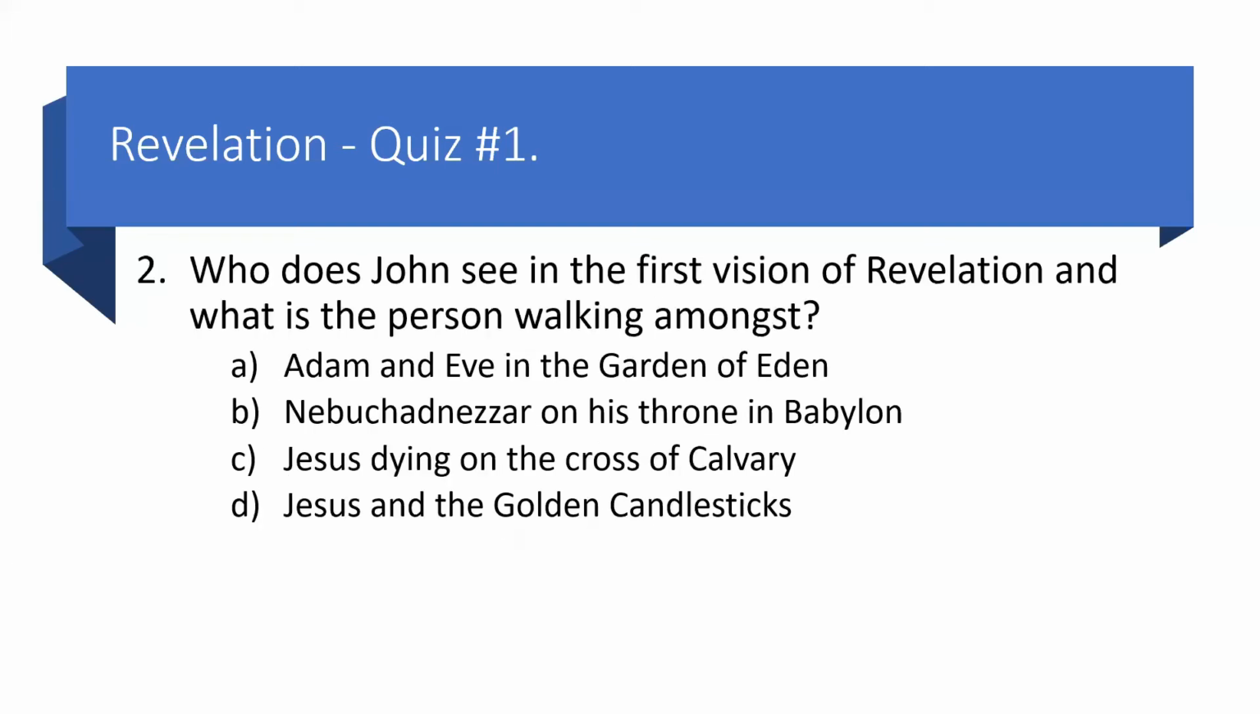Number 2. Who does John see in the first vision of Revelation, and what is that person walking amongst? Adam and Eve in the garden, walking in the Garden of Eden. Is that the correct answer? Is it Nebuchadnezzar on his throne in Babylon? Is it Jesus dying upon the cross of Calvary? Or is it Jesus and the golden candlesticks? Is that what he sees? And does he see the person walking amongst these things? So that is question number 2. What do you add to that?